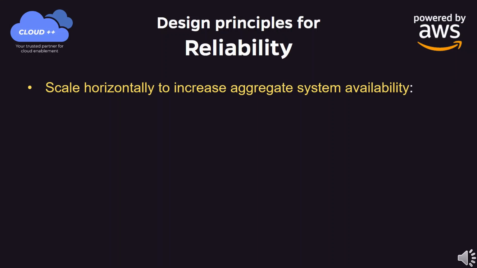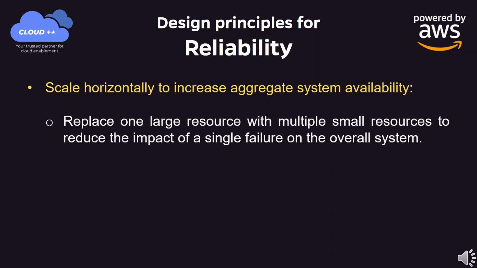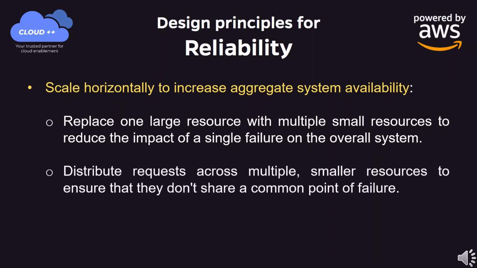Scale horizontally to increase aggregate system availability. Replace one large resource with multiple small resources to reduce the impact of a single failure on the overall system. Distribute requests across multiple, smaller resources to ensure that they don't share a common point of failure.